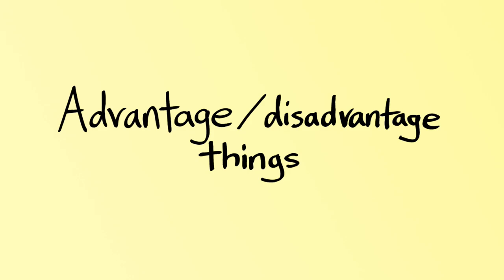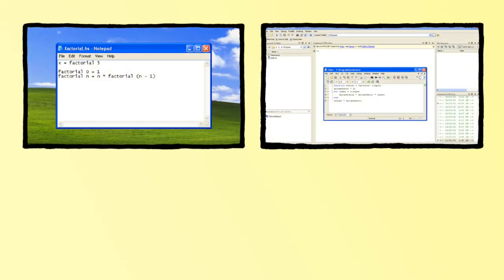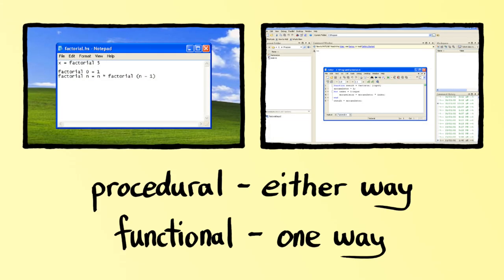Now it's time for the things that are sort of combined advantage/disadvantage things. Let's recall when I showed the two versions of factorial, and I said that you can do this in either of two ways with procedural programming, but only one of the ways in functional programming.